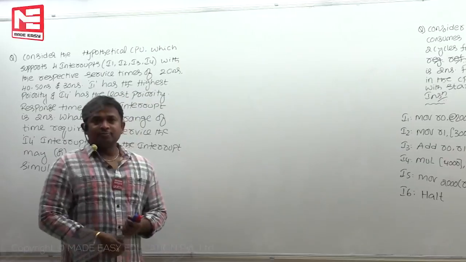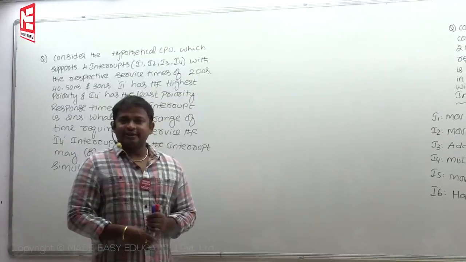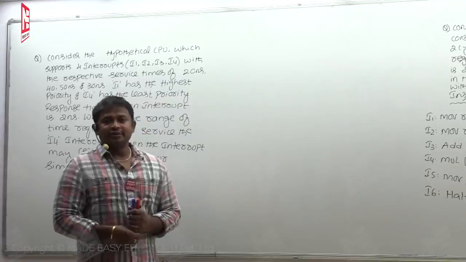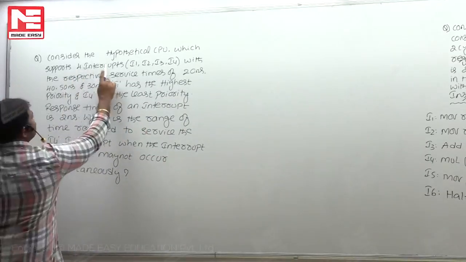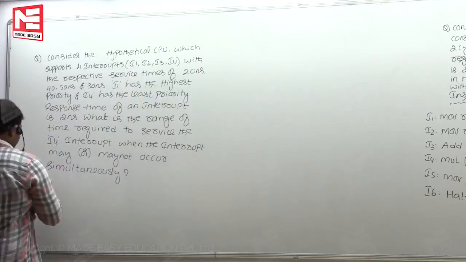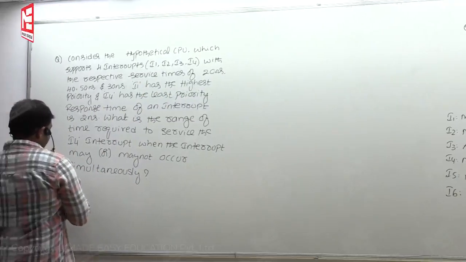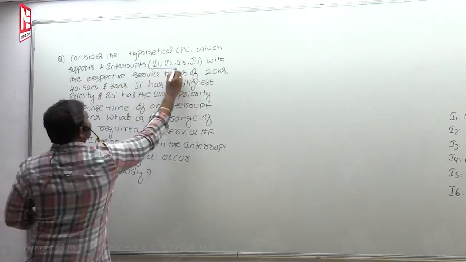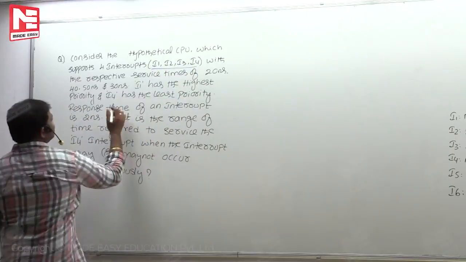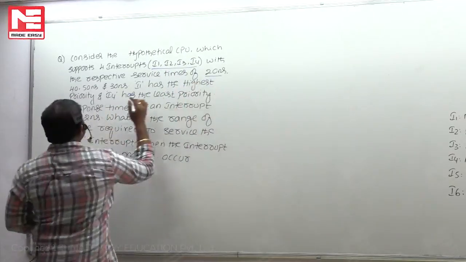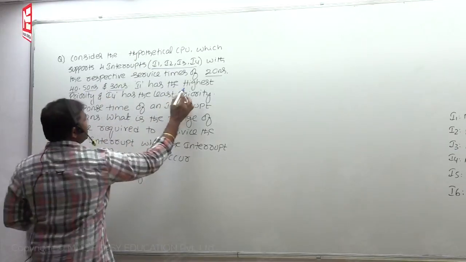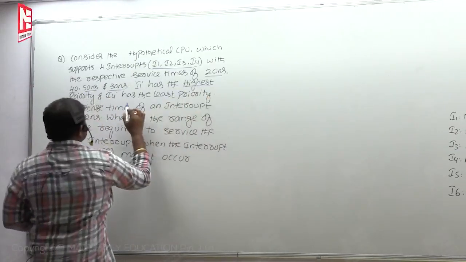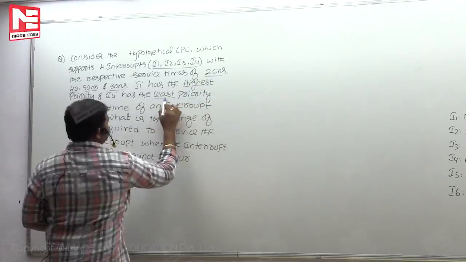Up to now, interrupt structure is completed. Now let us see the question related to that. Here, question given. Consider the hypothetical CPU which supports 4 interrupts I1, I2, I3, I4 with the respective service times of 20 nanosecond, 40 nanosecond, 50 and 30. I1 has the highest priority, I4 has the least priority.